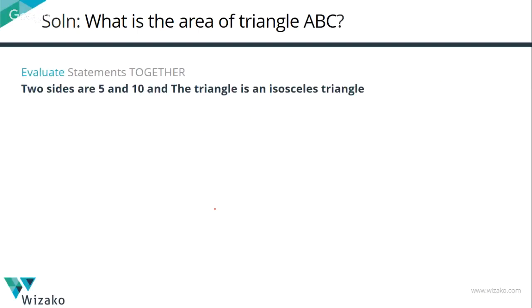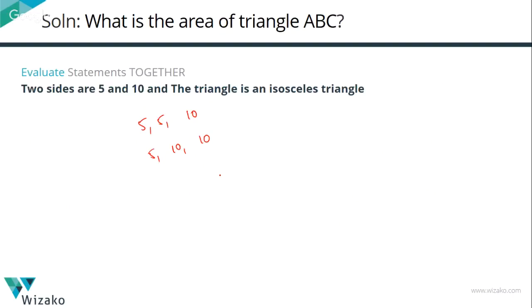Let's combine the 2 statements. We have the sides as 5 and 10, and it's an isosceles triangle. So sides could be 5, 5, 10, or it could be 5, 10, 10. Do we have a unique triangle coming out of it? No. So again, I'm tempted to go with an answer saying that because I do not have a unique set of values for the triangle, the data is not sufficient.